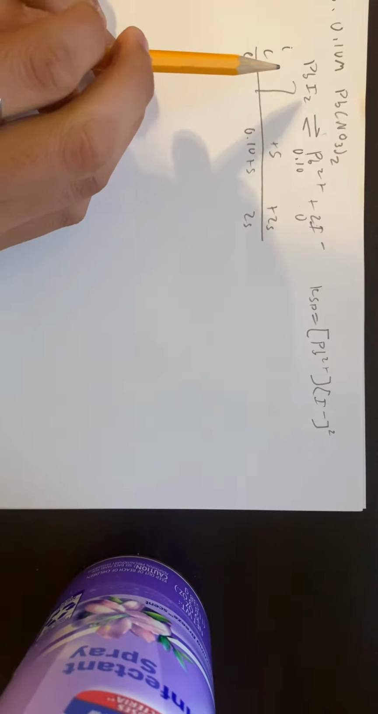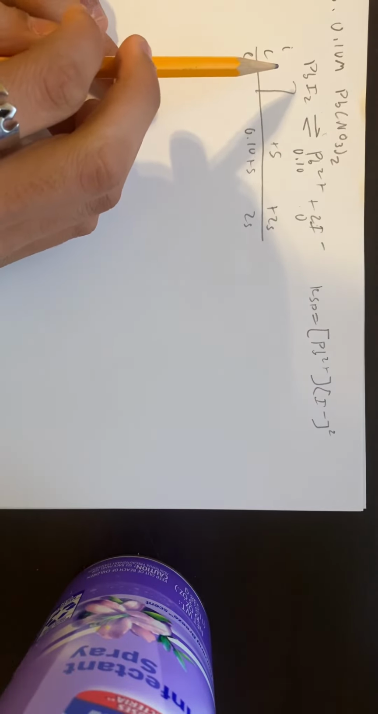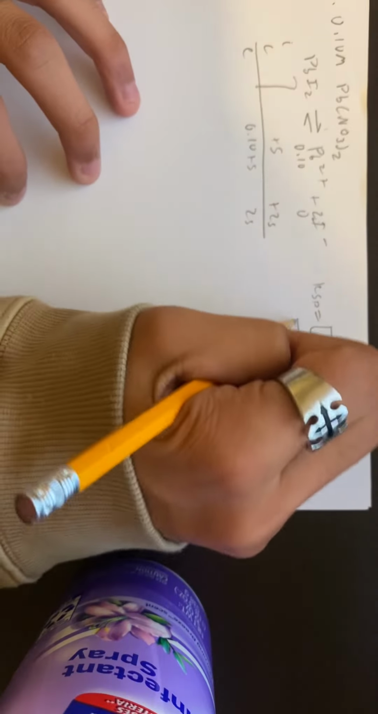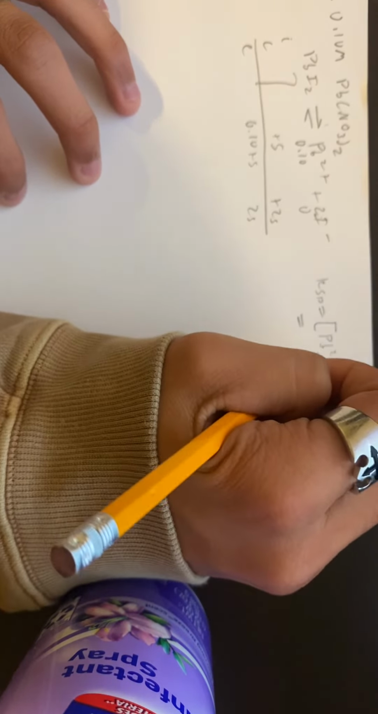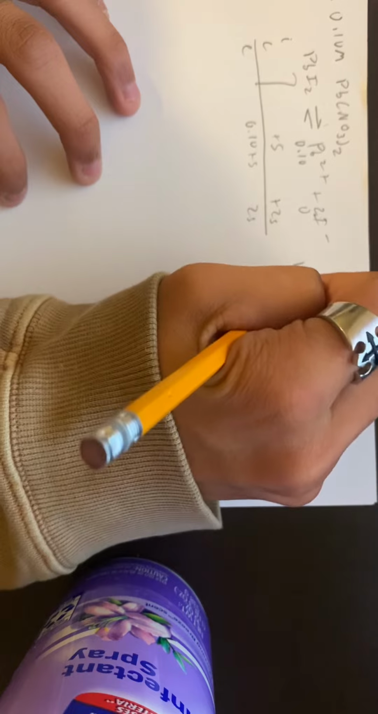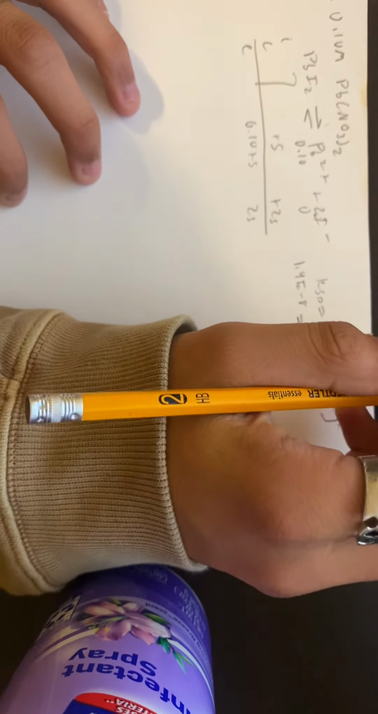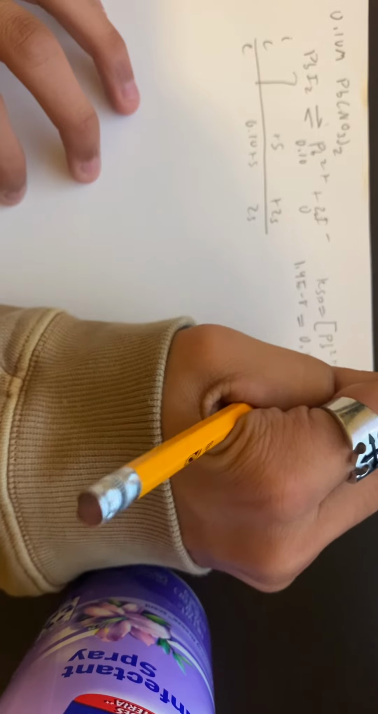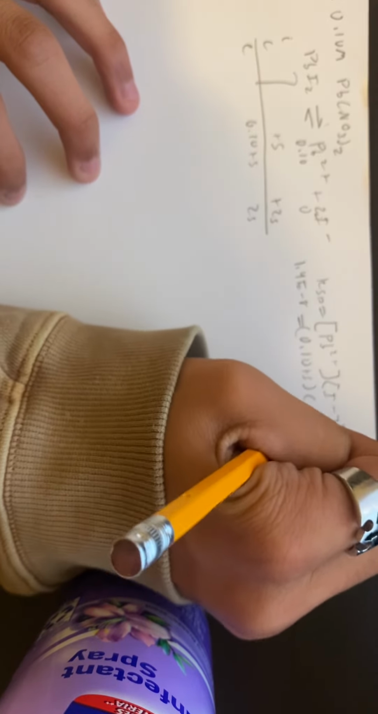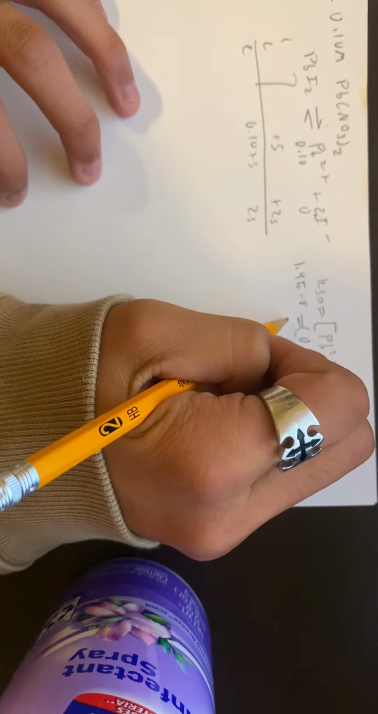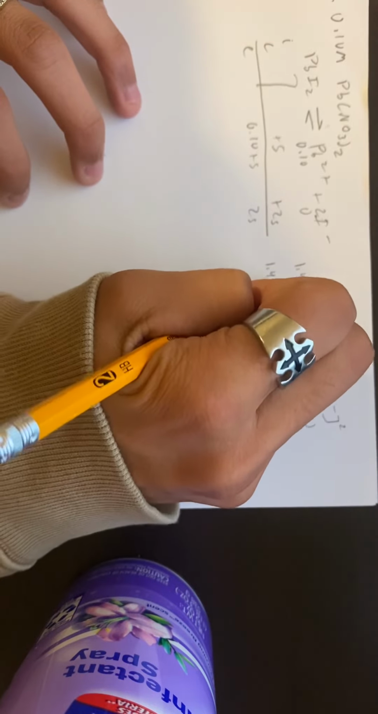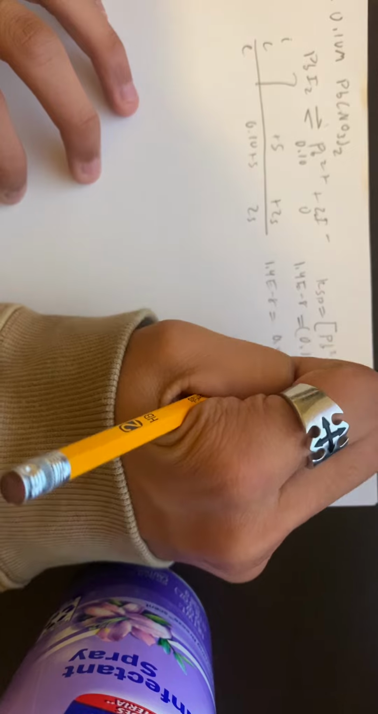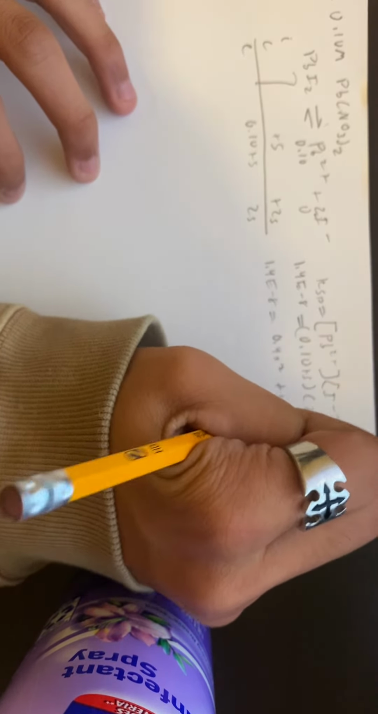We don't need the pi squared because it's a solid, so it becomes a 1. Whenever inputting this, we know that the Ksp is just 1.4 E negative 8, and this is 0.10 plus S, 2S. All right, so 1.4 E negative 8 is equal to 0.4x squared plus 4x cubed.